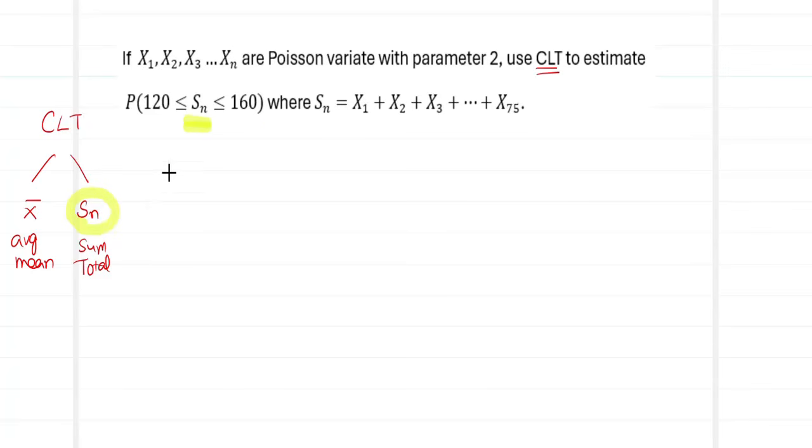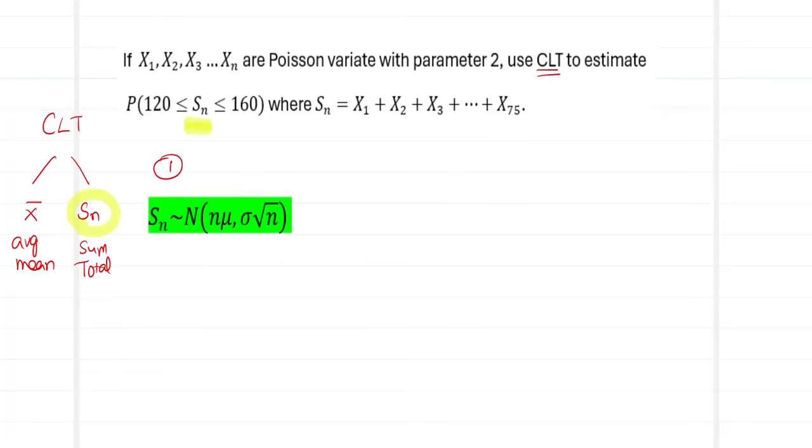So, our step 1 will be choosing the formula corresponding to Sn. Let us recollect the formula for Sn. Sn follows normal distribution with mean equal to n mu, and the standard deviation is given by sigma into square root of n. Sn follows normal distribution with n mu and sigma into square root of n.